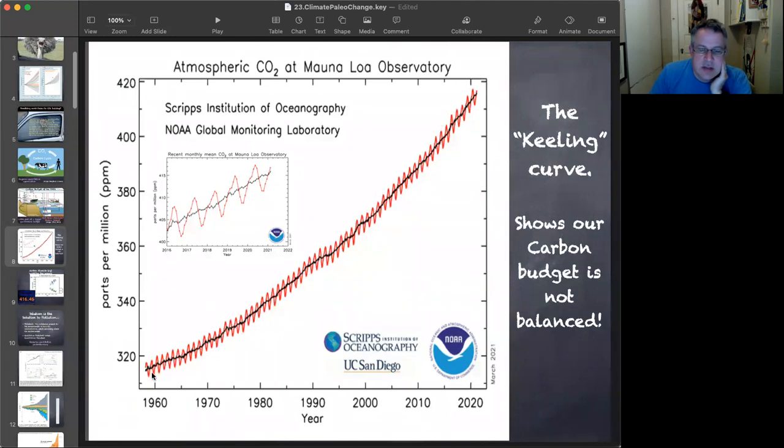So this is as long as we have been measuring this, from 1960 to present. We have now, since this curve, gone back and analyzed gas bubbles in ice cores and other things to get better context from this. We'll come back to that in a little bit.